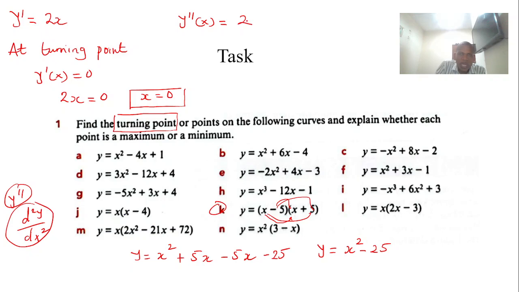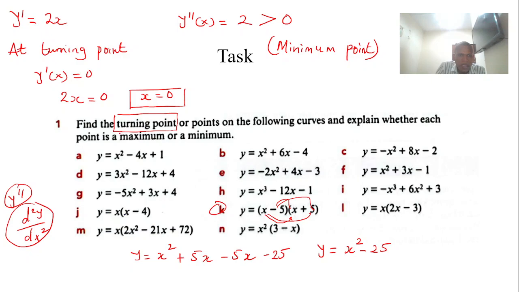Now check this 2. Because 2 is greater than 0, of course, this is a minimum. That's a minimum turning point, or is called a local minima, right? So this turning point here is a minimum turning point.